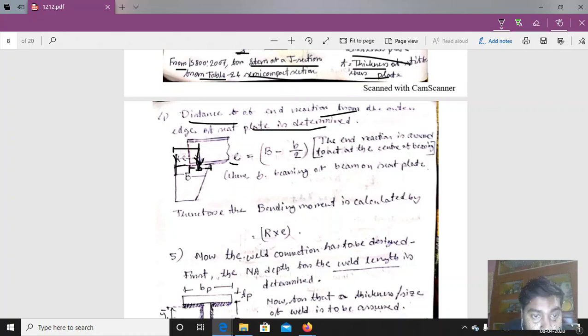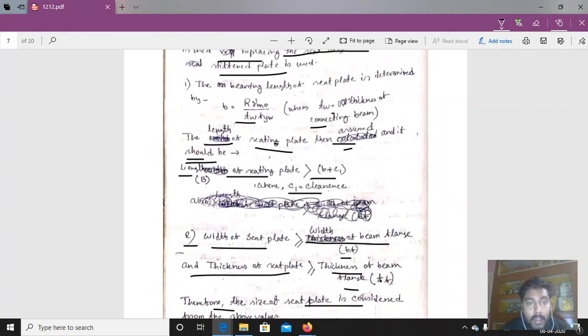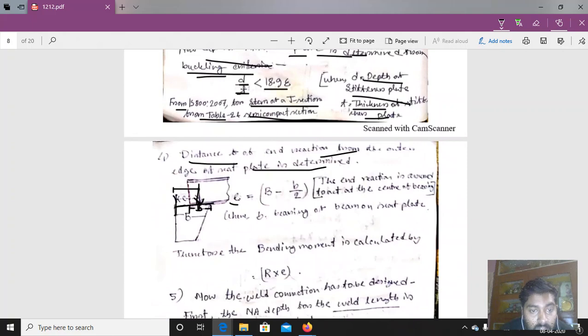It will be, if the length of the seating plate that we have determined here is B, if we know the value of B, then from B, if we subtract B by 2, we can determine the value of E. Okay, this is B, and this is E. So we have to determine the value of E. That value we have to determine.